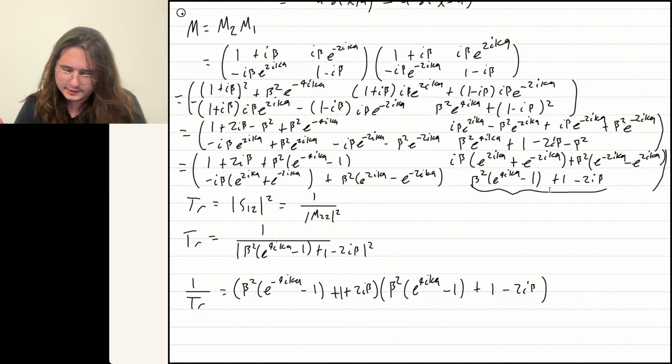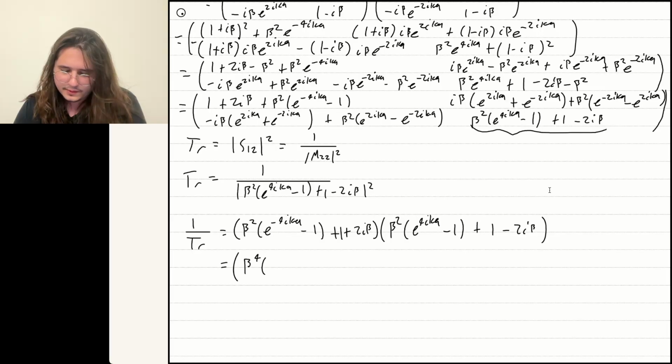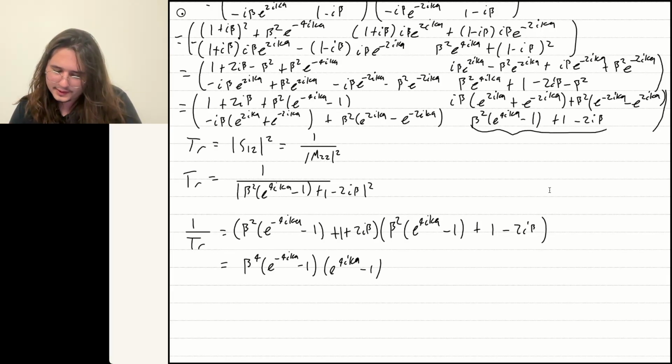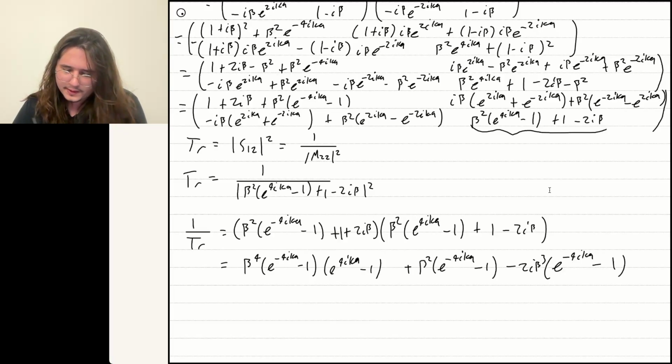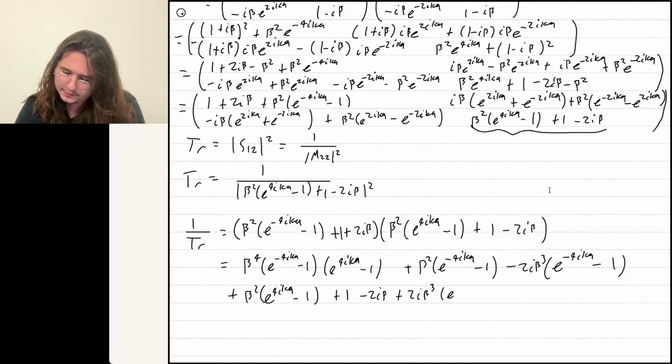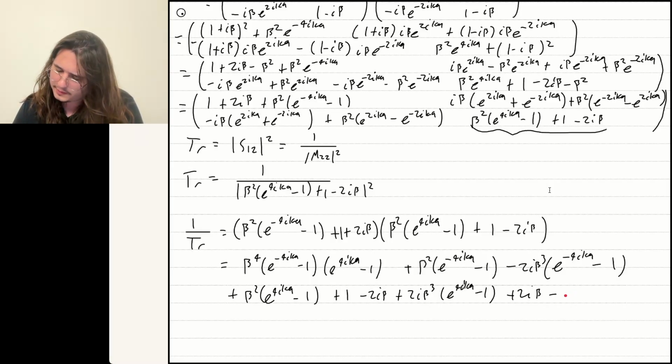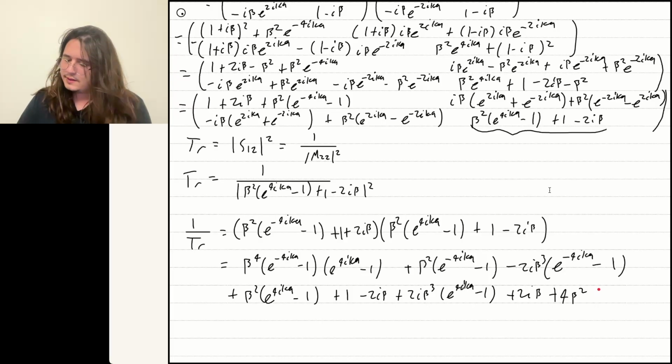Cool. Just expanding that multiplied stuff, we're going to have beta to the fourth, e to the minus 4ika minus 1 times e to the 4ika minus 1. I really don't need this parentheses here, actually. Plus beta squared e to the minus 4ika minus 1 minus 2i beta cubed e to the minus 4ika minus 1 plus beta squared e to the 4ika minus 1 plus 1 minus 2i beta plus 2i beta cubed e to the 4ika minus 1 plus 2i beta minus, and it's going to be plus actually, 4 beta squared. Kind of crazy.